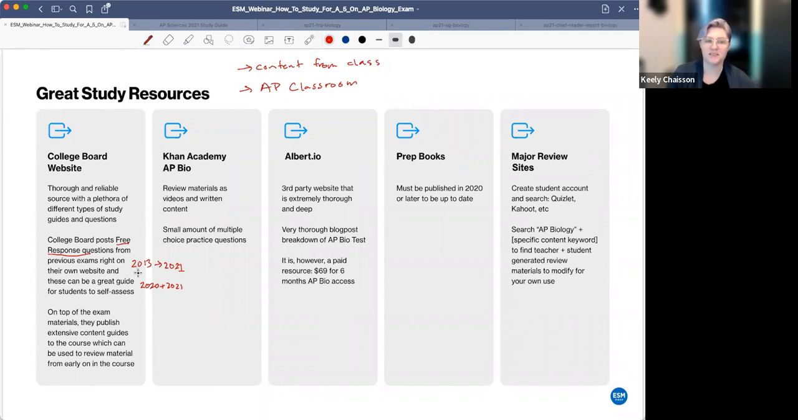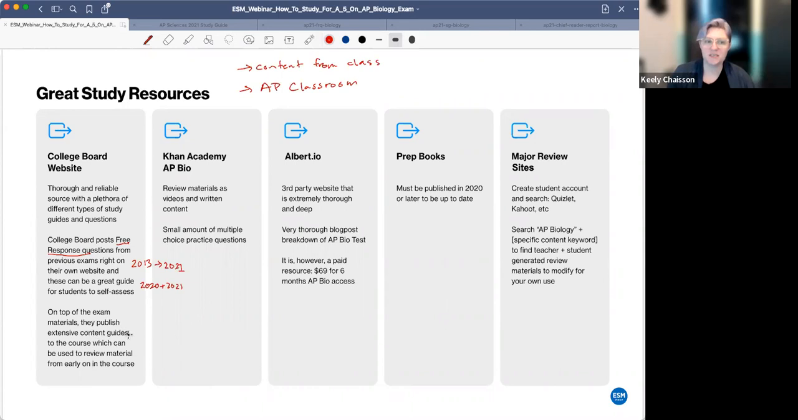And the full exam from 2013 is available. You can Google full AP biology exam practice, and that should be the first result that comes up. So you don't even have to dig through the College Board website to find it.